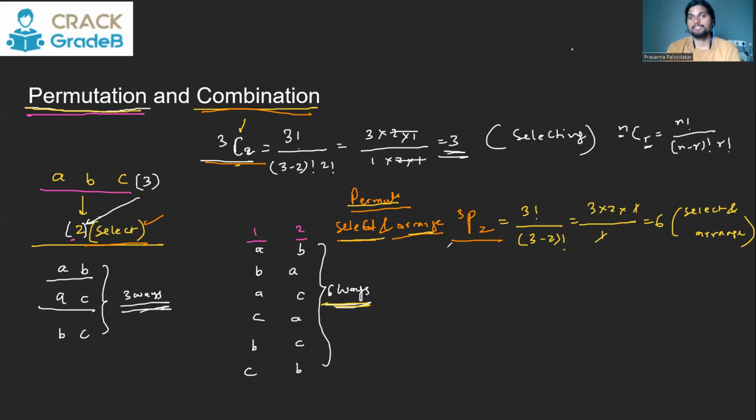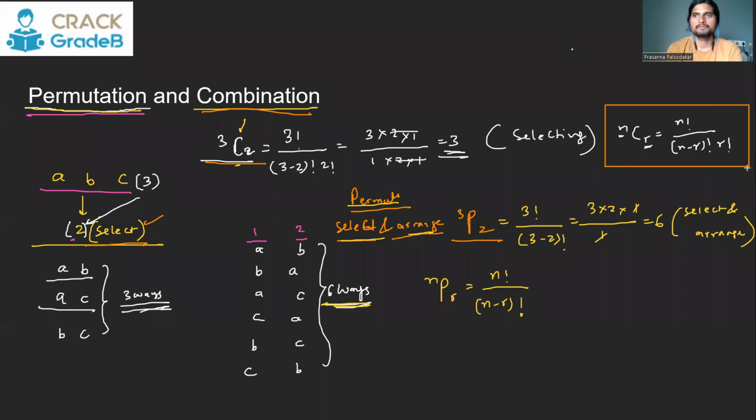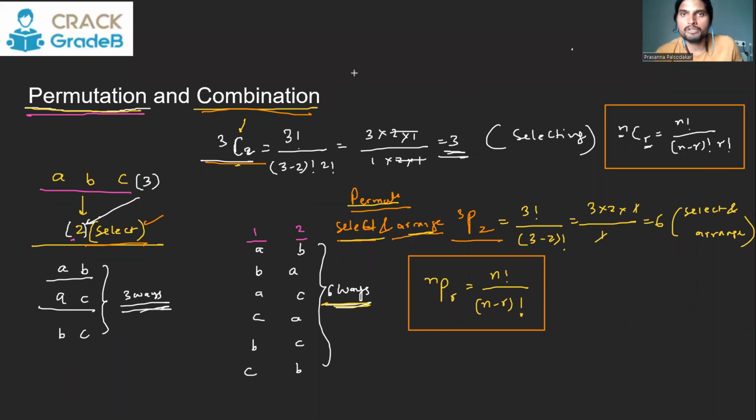There are these 6 ways. The general form is nPr. Permuting r articles out of total n articles is n factorial upon n minus r factorial. So there are these 2 general forms of nPr and nCr. Again, let me revise what nCr and nPr are.